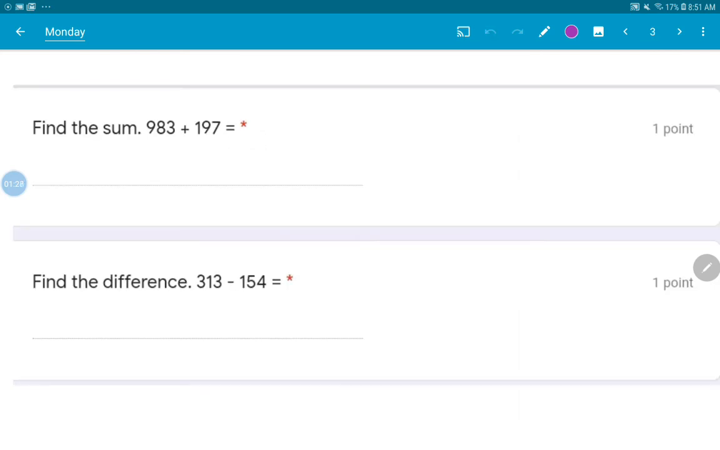Next, we have to find the sum. What does the word sum mean, Harper? It means adding. It means you're going to find the answer to the addition problem. So you have 983 plus 197. How did you solve, Harper? Okay, how would you do that if you were going to add those two numbers together? What would you do? Take the ones first and add them. Okay, so tell me what you have in the ones place. You're correct. We would need to add the ones.